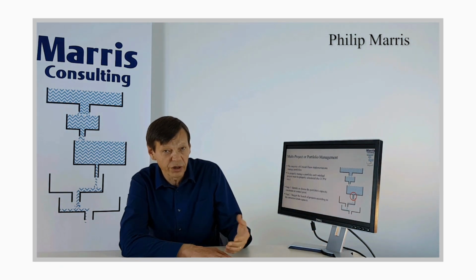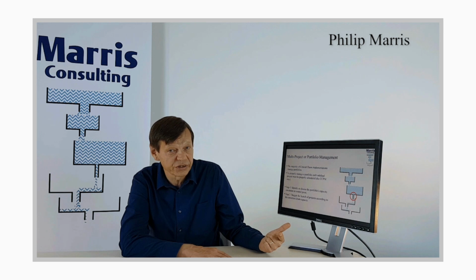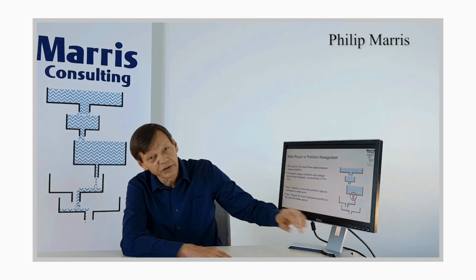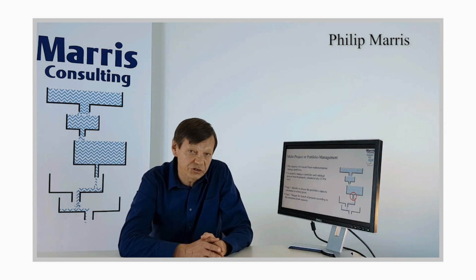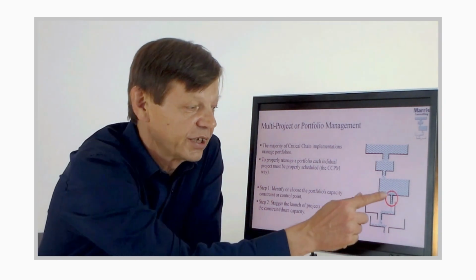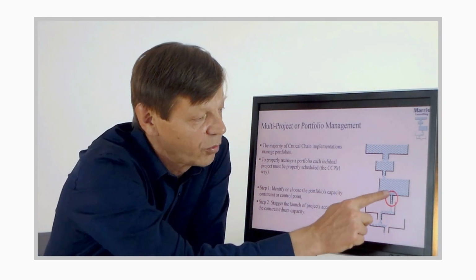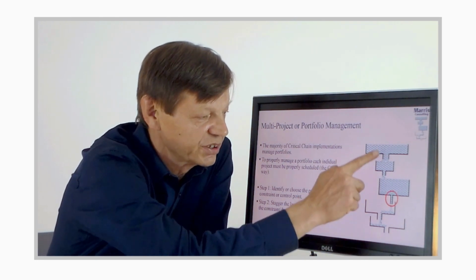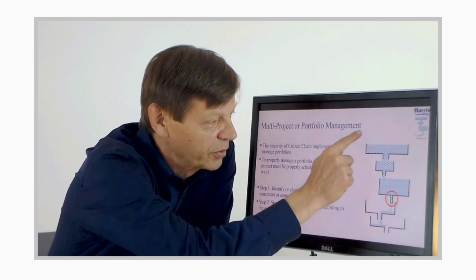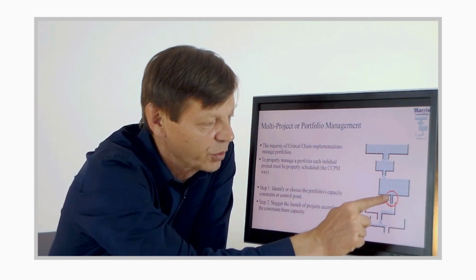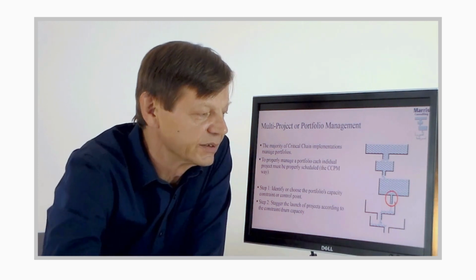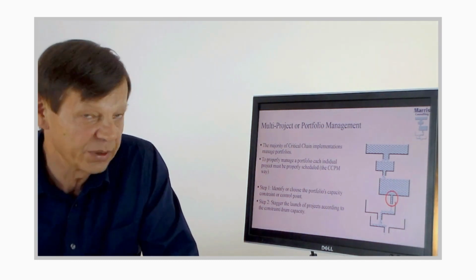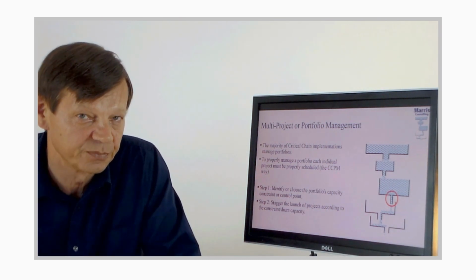So step one, either find the constraint or decide at what point in the system you're going to control the entire portfolio. And step two is to stagger the launch of projects according to that constraint or control point. So if we've decided that the constraint is here, to avoid what we have in this diagram of the system being clogged up with lots and lots of projects in the queue, we're going to make sure that when we launch a project, it's coherent with the work that's in the system and the capacity of that resource. And in that way, we ensure that there is continuous high-speed flow of projects going through the entire system.